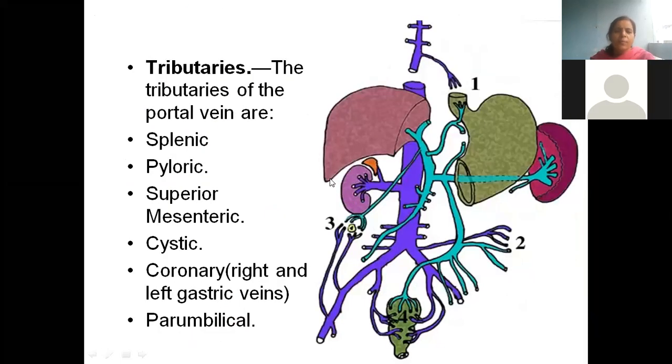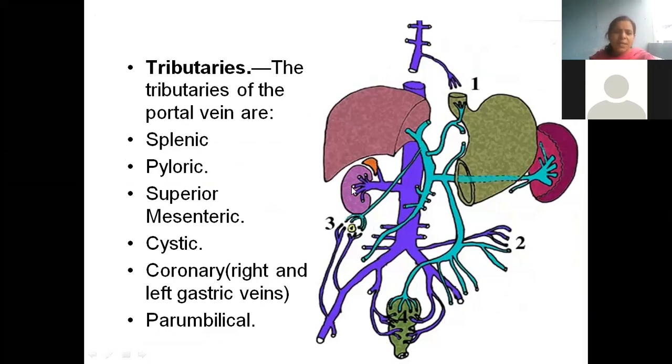Okay, now let us see, this slide is very, very important. We should know what the various veins are which are draining into this sky blue color vein. We know this vein is the portal vein. Into this vein, this one is draining. What is this? Splenic vein. And the next vein you are finding is the pyloric vein. Then we have the superior mesenteric vein.